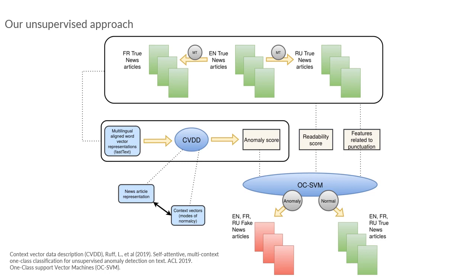By training a one-class support vector machines model on the obtained anomaly score and a set of features extracted from news articles related to punctuation, readability, and syntax, we built an anomaly detection model that is merely trained on true news articles. At inference time, articles which are anomalies according to the model are considered fake news.